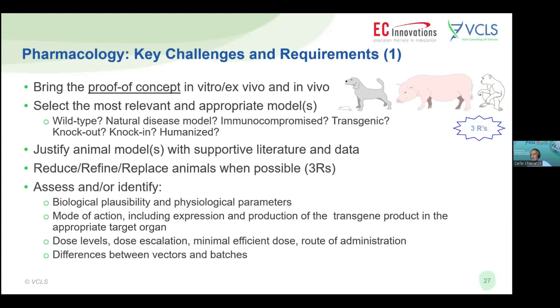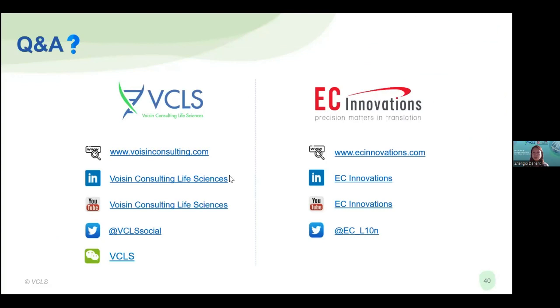Okay, one thing that you should always remember is also the 3 R's rule. Reduce, refine, replace, in order to minimize the number of animals used in development. This is certainly valid in the EU and US, maybe less in China, but you need to always try to do only necessary studies.